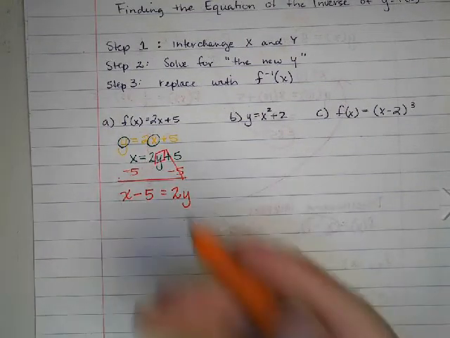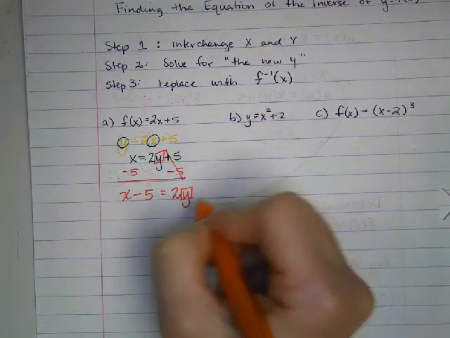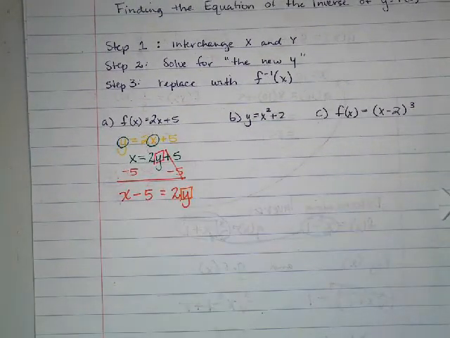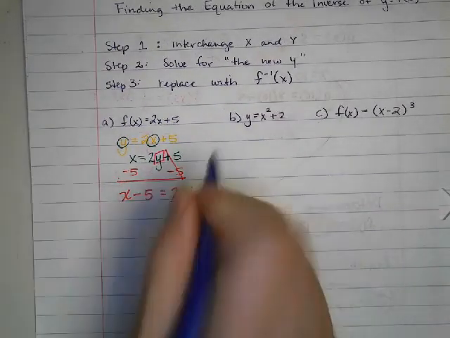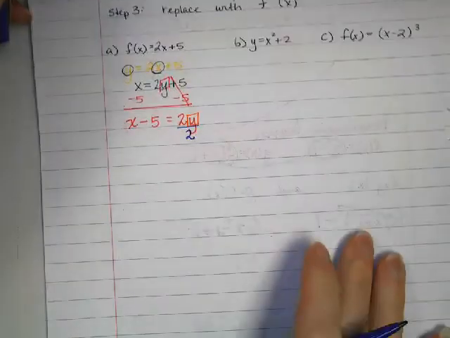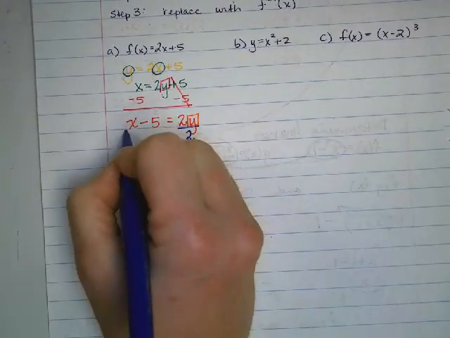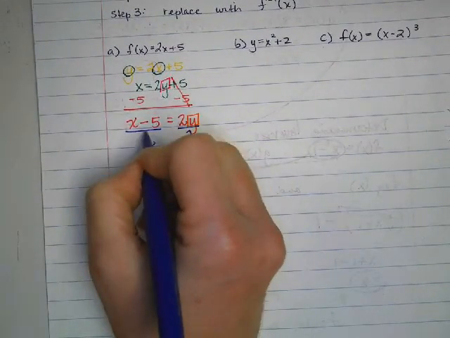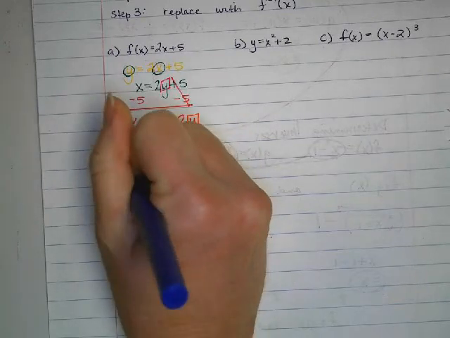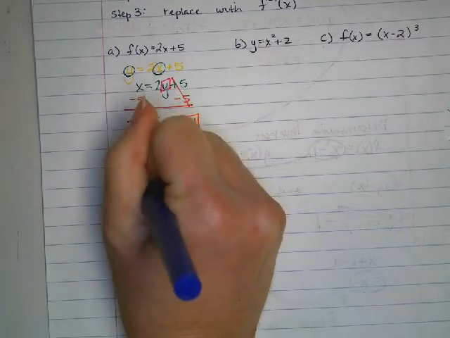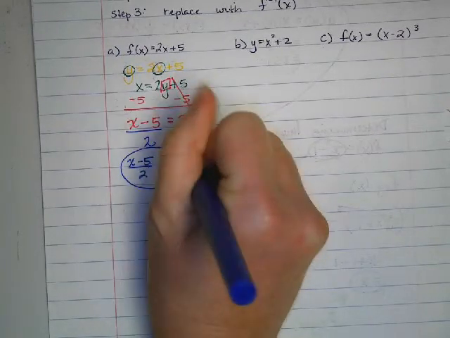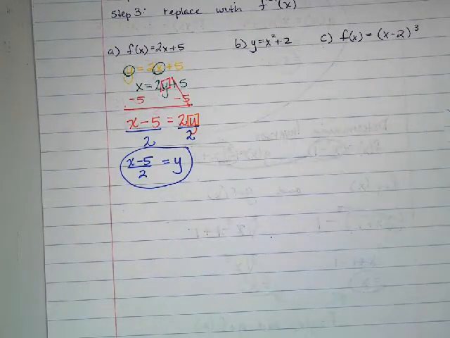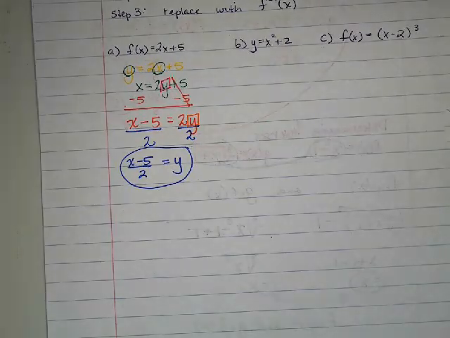So this needs to be alone, so I need to get rid of that 2. I'm going to do that by division, so there by multiplication, so I'm going to get rid of it by dividing. Now, I'm going to show you this two different ways. If I divide the right side, I have to divide the left side. And so I end up with x minus 5 divided by 2 equals y. Now, there's nothing wrong with this as an algebra equation.